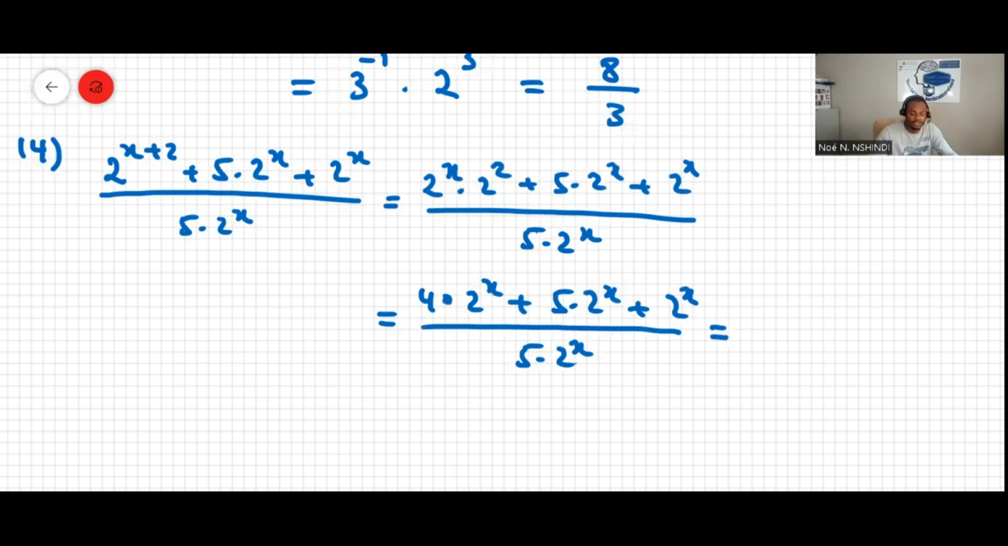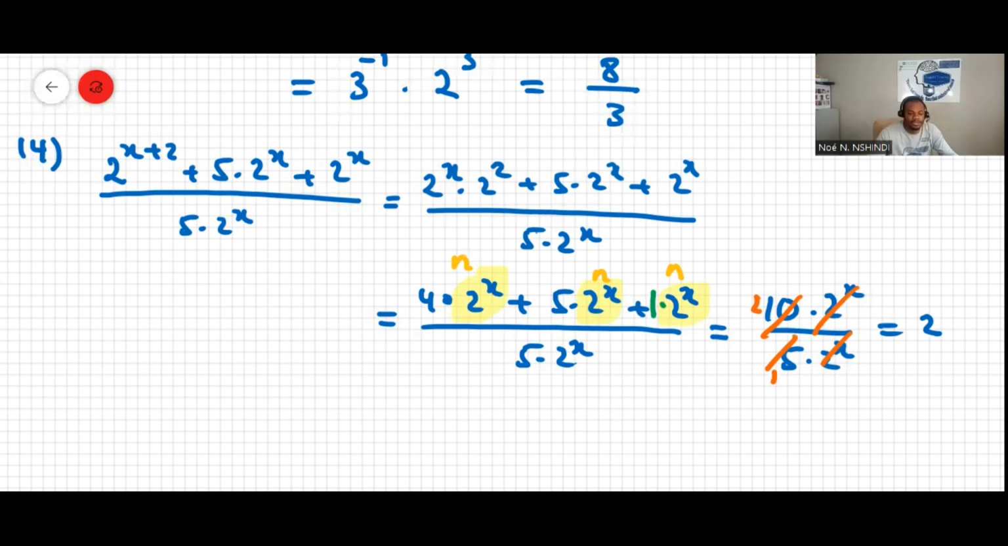Okay, 2 to the x is a variable. We can call it a letter, any letter, let's call it n. So we have 4n plus 5n plus 1n, because there's an invisible 1 here. This makes 10n over 5n. Then we can simplify this and that. That's equal to 2. That's question 14.